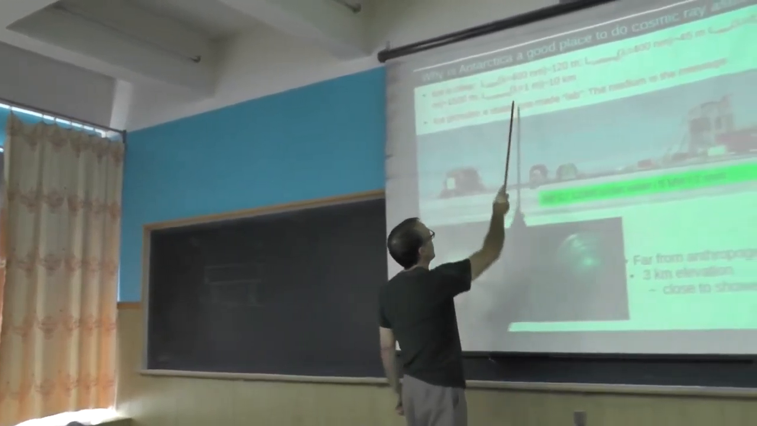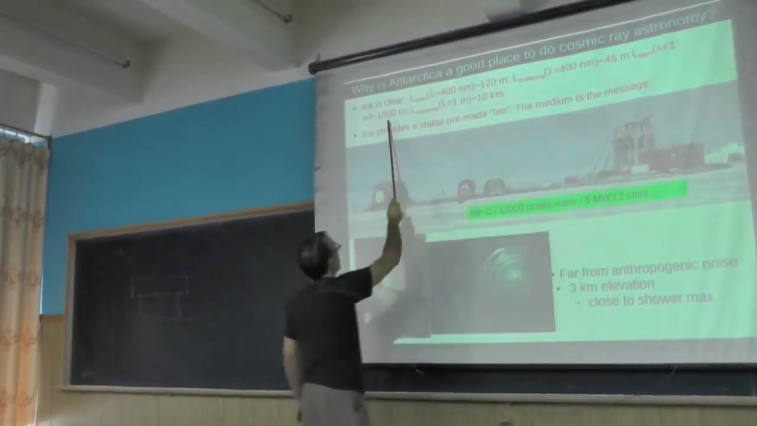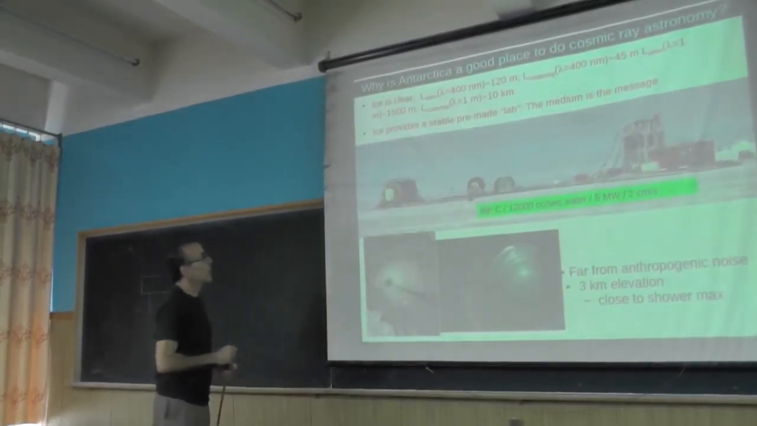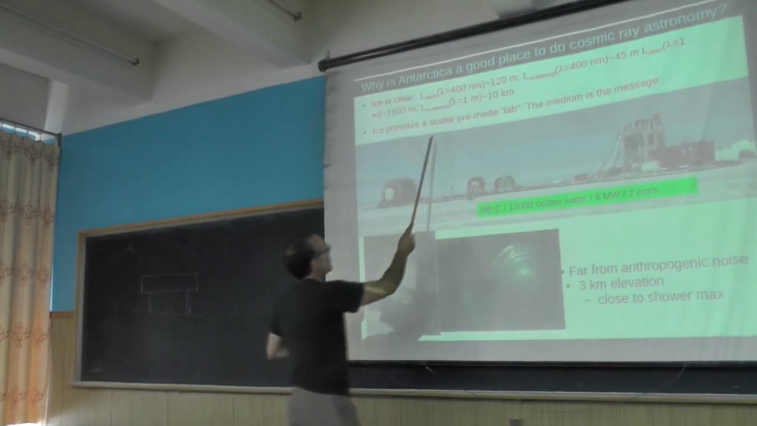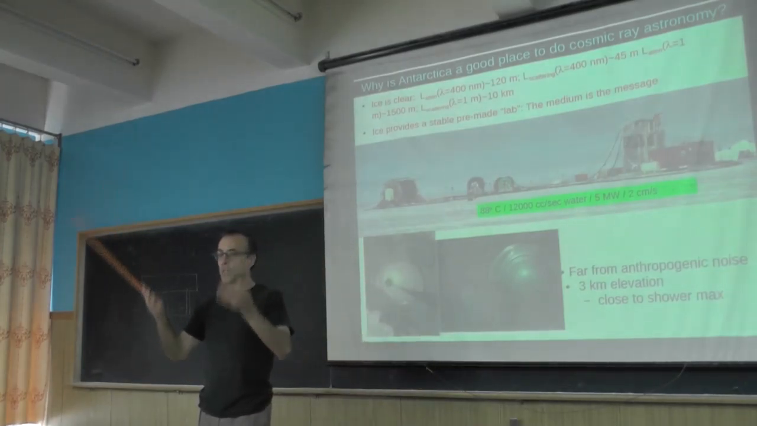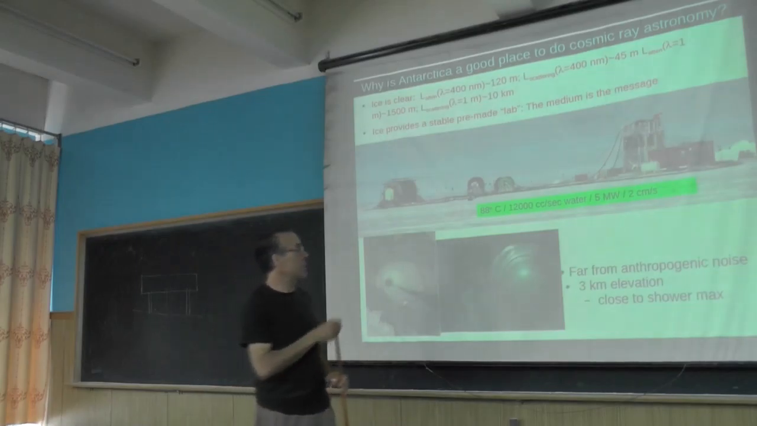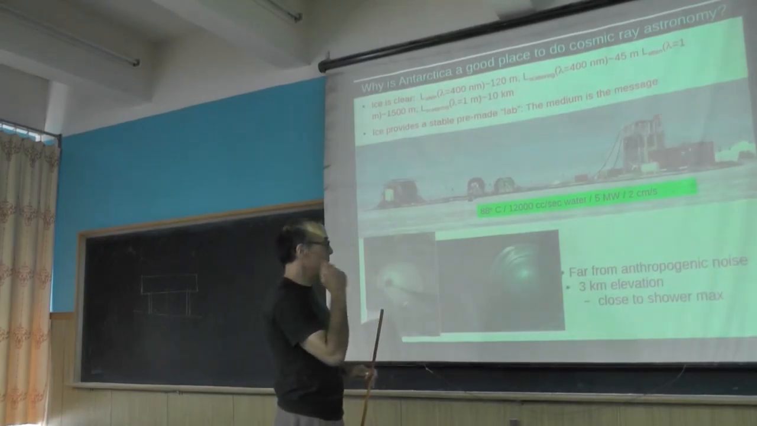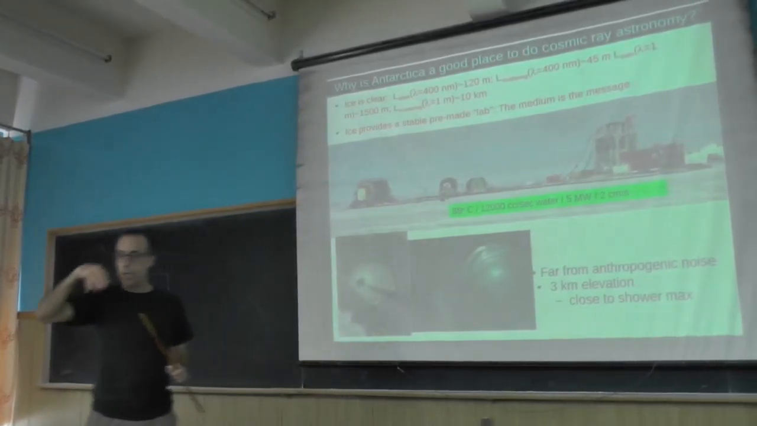For radio wave signals, the attenuation length, as we talked about before, is about 1.5 kilometers. And then, of course, ice provides a stable, pre-made laboratory. It's not only a good target, but you can put stuff in it and it stays there. It's stable. Now, the hard thing is, how do you get stuff into the ice?